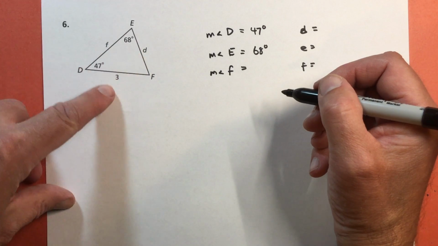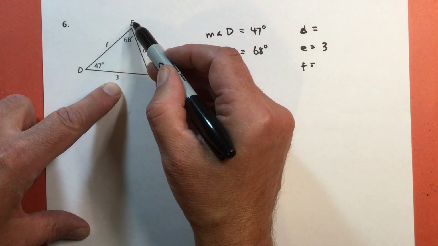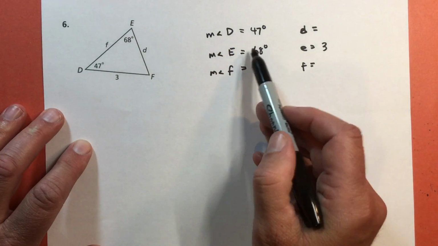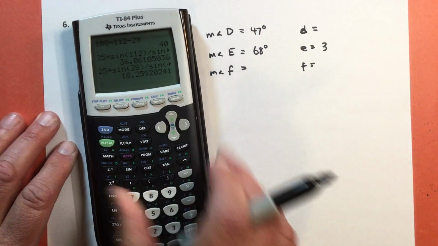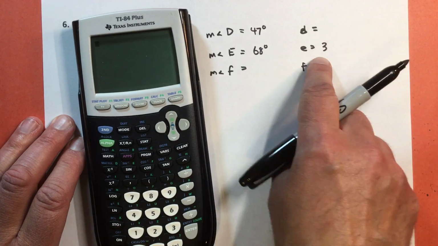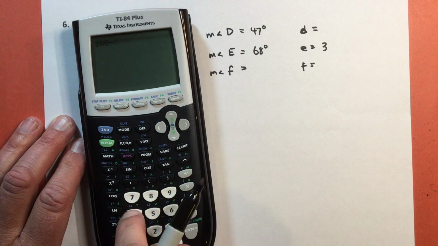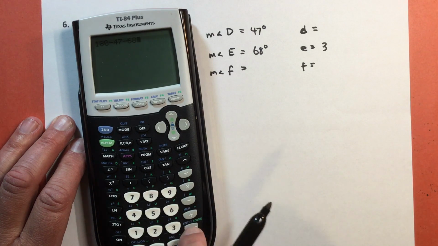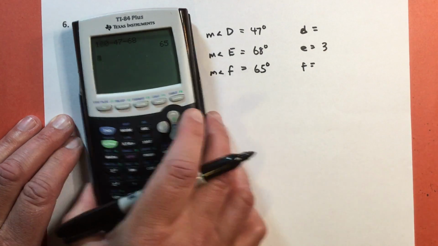F and D we don't know, this is E, E is going to be 3, and angle E is opposite side E. So that's going to be the ratio that I'm using. That'll be good. Let's figure out what angle F is first. I guess I could figure out what angle D is now since I already have my ratio, but that's okay. I'm going to take 180, subtract 47, subtract 68, and angle F is going to be 65 degrees.